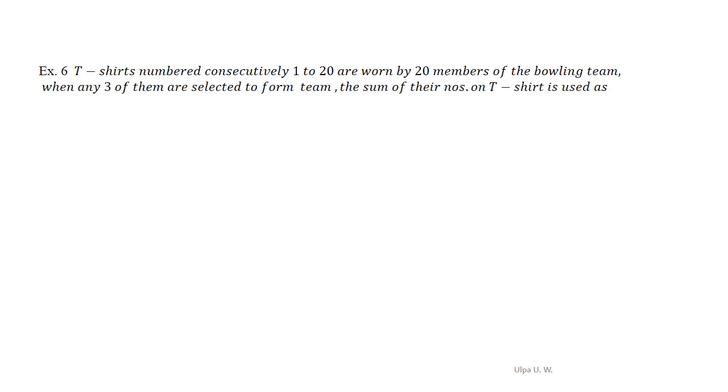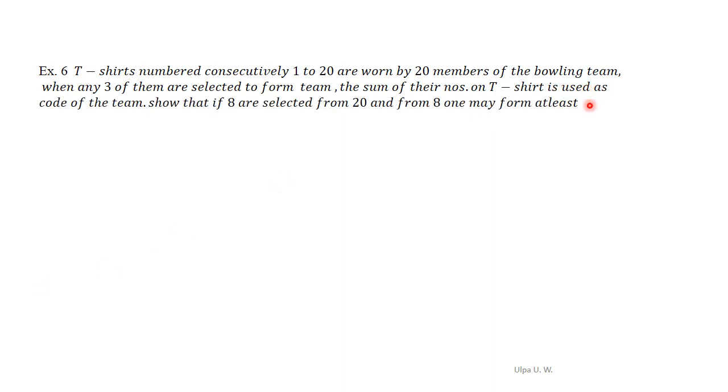The t-shirts numbered consecutively 1 to 20 are worn by 20 members of a bowling team. When any three of them are selected to form the team, the sum of the numbers on their t-shirts is taken as the code for the team. Show that if 8 members are selected from 20, at least one can form at least two different teams having the same code.